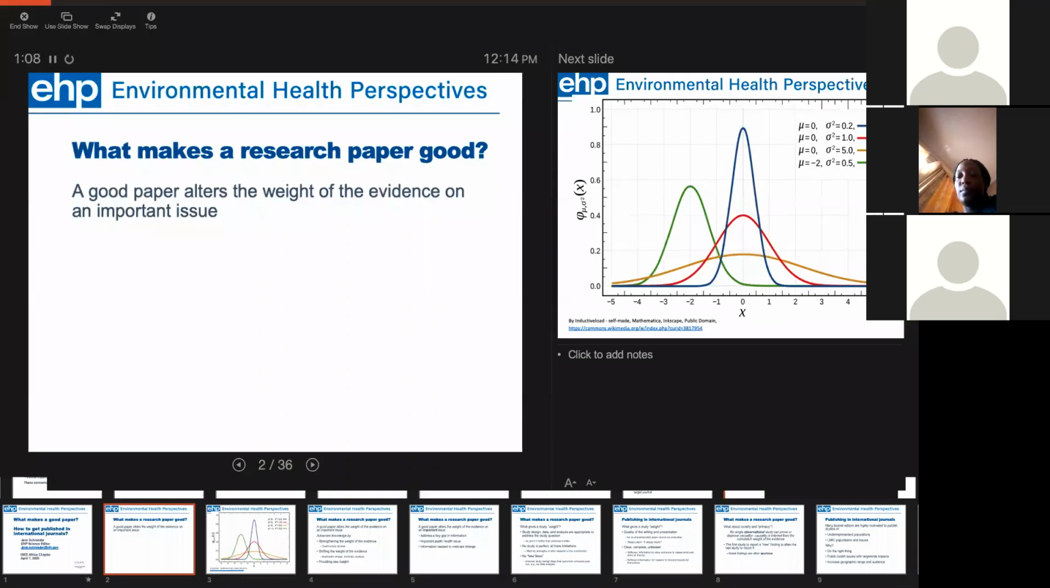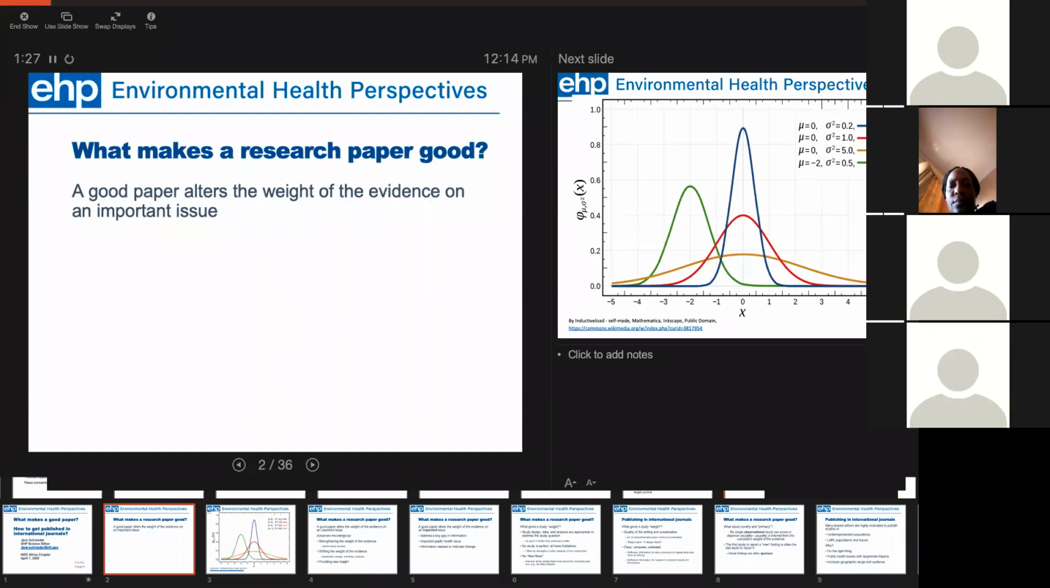So the first question, what makes a good research paper? To start with, a good paper is a paper that will alter the weight of the evidence on some issue that's important. So I'm assuming we're talking about observational studies here, and in observational studies, no single study will prove or disprove causality or show something definitively, but each study contributes to the weight of the evidence.